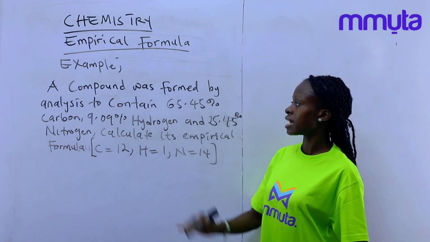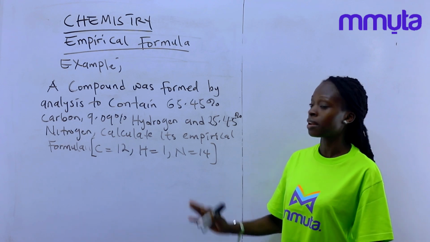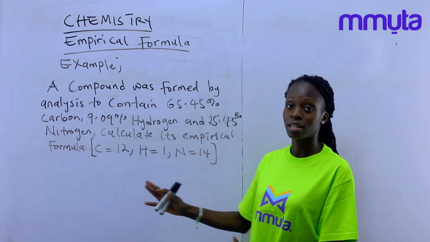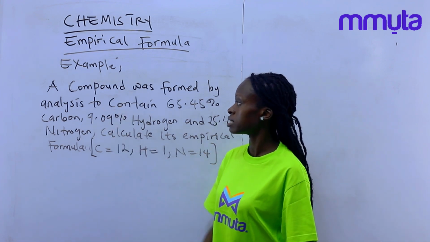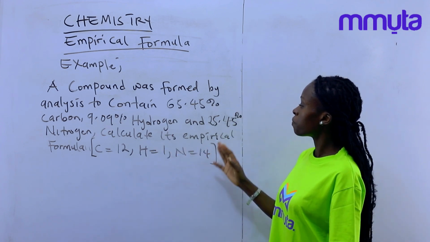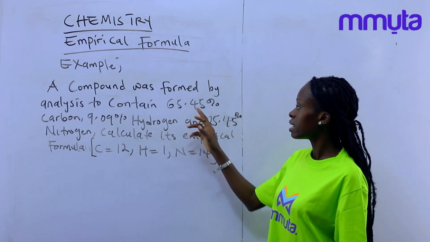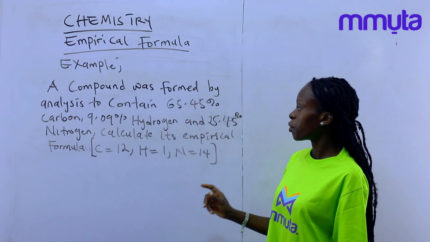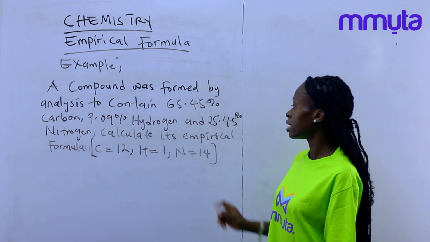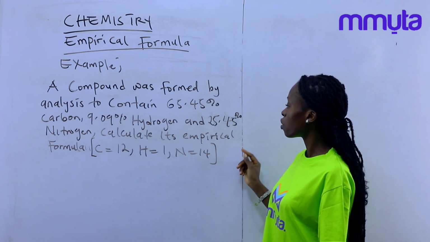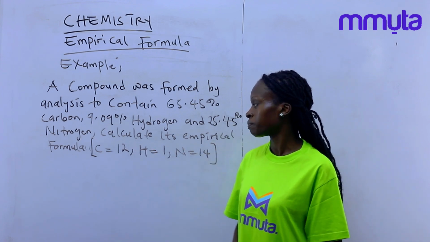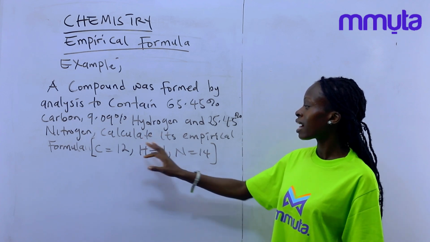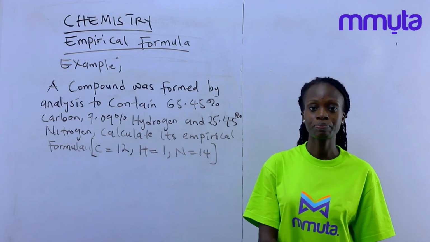So now, this is an example of what we can actually work out to get the empirical formula. This question says a compound was formed by analysis to contain 65.45% carbon, 9.09% hydrogen, and 25.45% of nitrogen. The question says calculate its empirical formula.